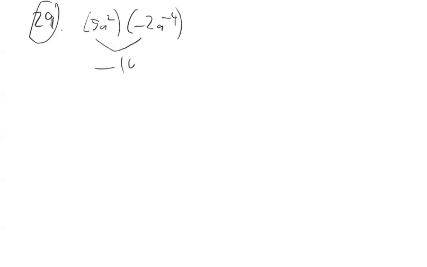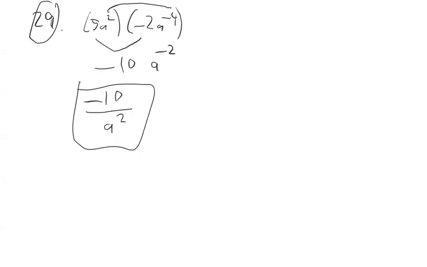And then 29, it says 5a squared times negative 2a to the negative 4. Multiply those together, you'll get negative 10. Now, when you're multiplying letters, you actually add the exponents. So 2 plus negative 4 is negative 2. And then when you have a negative exponent, you bring that to the opposite side of the fraction. So right now, the a is on the top of the fraction. So I'm going to put the a down in the bottom of the fraction, which changes the exponent to be positive. And then 30.